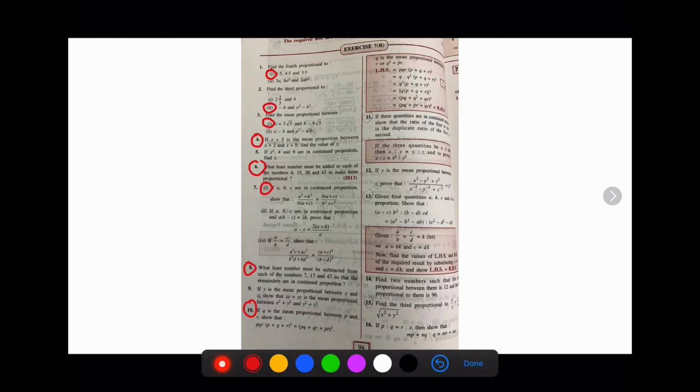Your task was to go through the solved examples and to try out these questions from exercise 7b. In this video, I'll be explaining the solutions to the given questions.